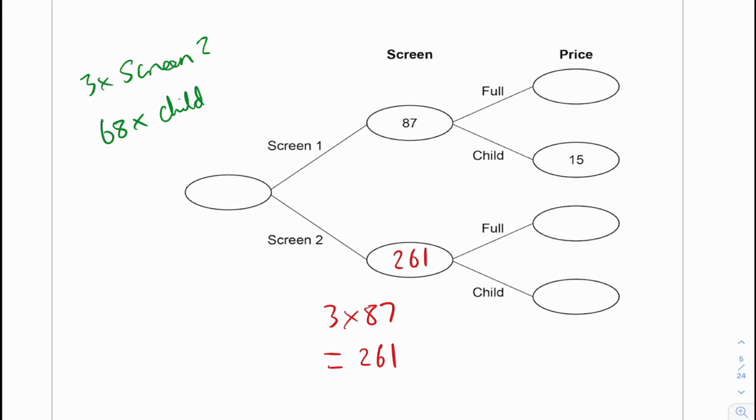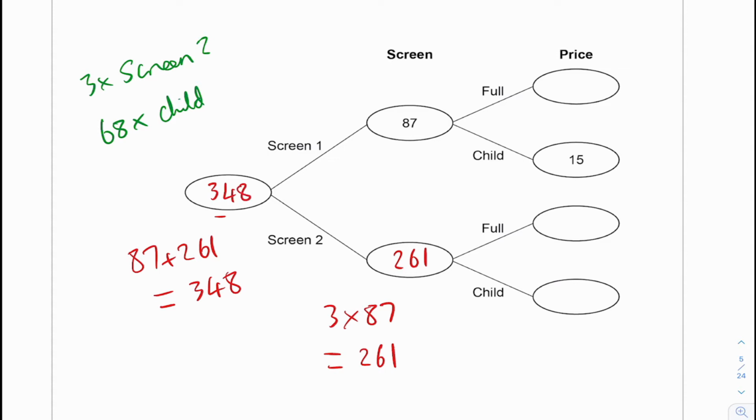We then can work out what this part here is, because we've got both the branches, and we simply have to add these together. So to work out this branch here, we do 87 plus 261. Plus 7 to 261, we get 268, plus 80, we get 348. So in total there are 348 people.